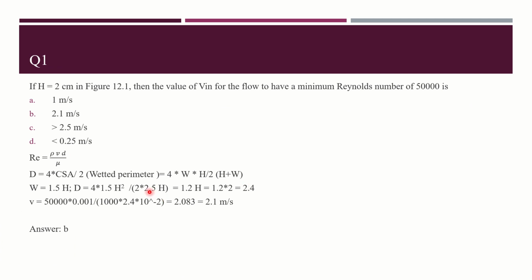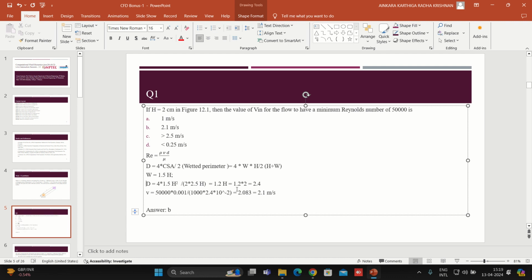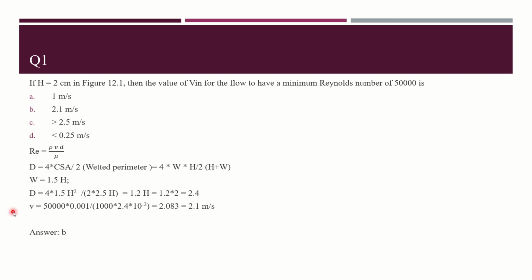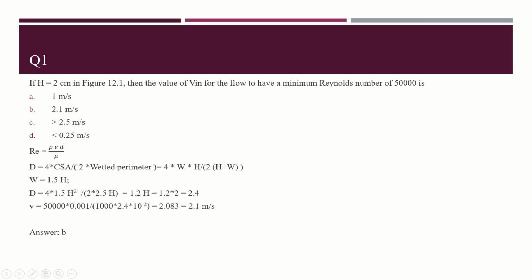So that becomes 2.5 times of H. And now we are just substituting 4 into 1.5 times of H square divided by 2 into 1.5 plus 1 times of H, that is 2 into 2.5 times of H.